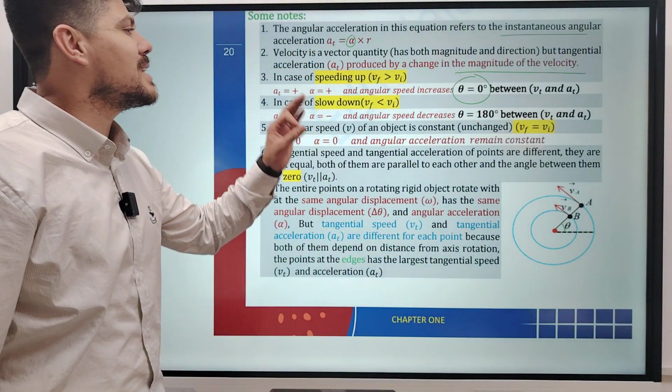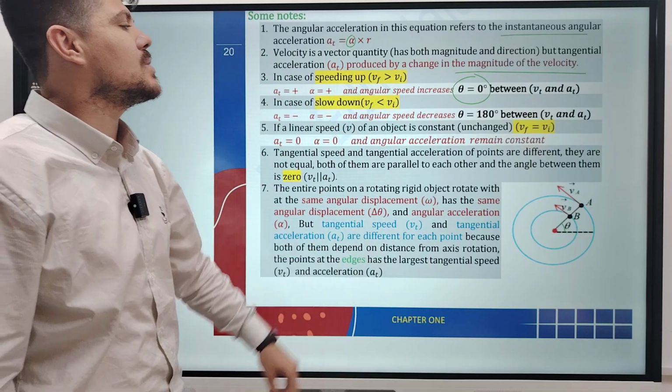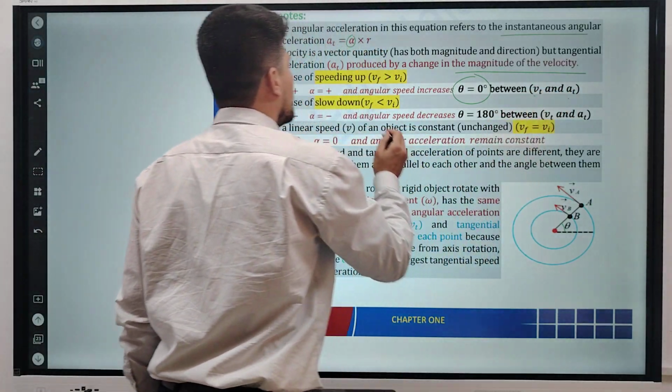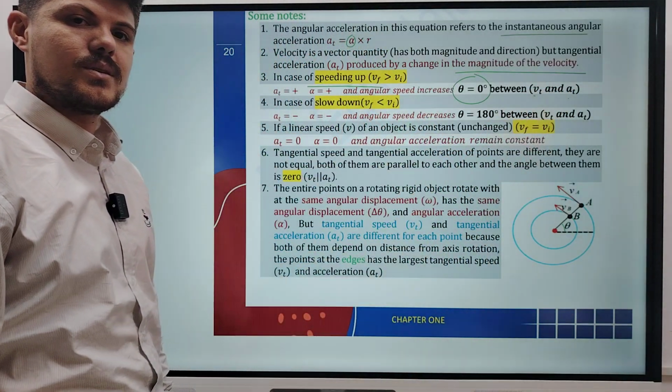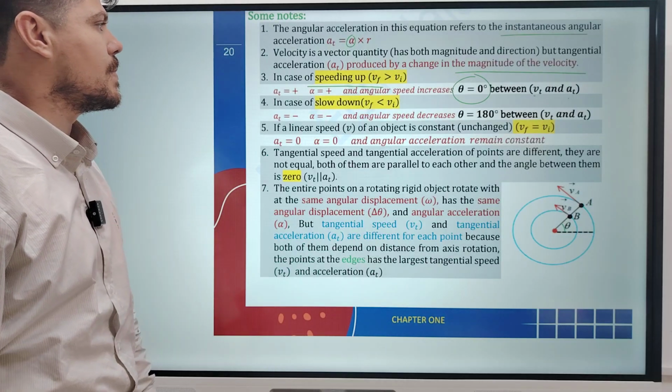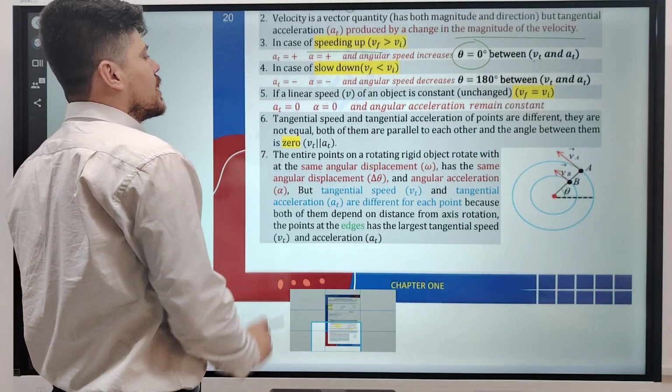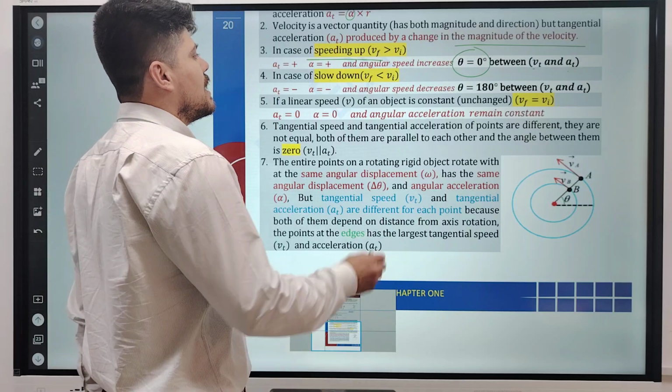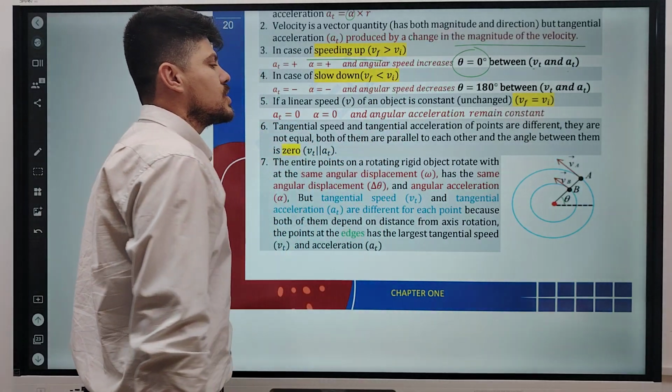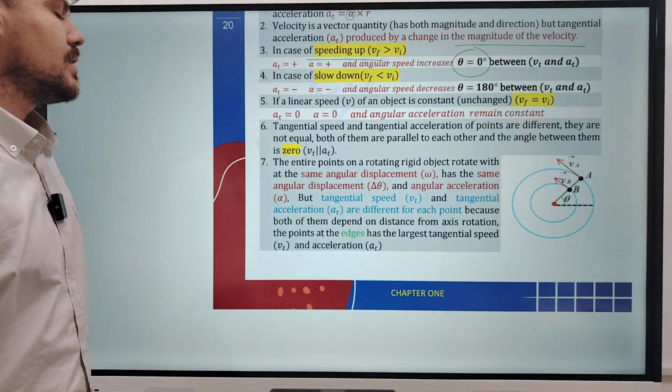Theta is equal to what? 0. When is the angle between VT and AT equal to 0? In the case of what? Speeding up, as I mentioned a few minutes ago. Note number 4. In the case of slowing down, which one is bigger? V initial is bigger than V final.